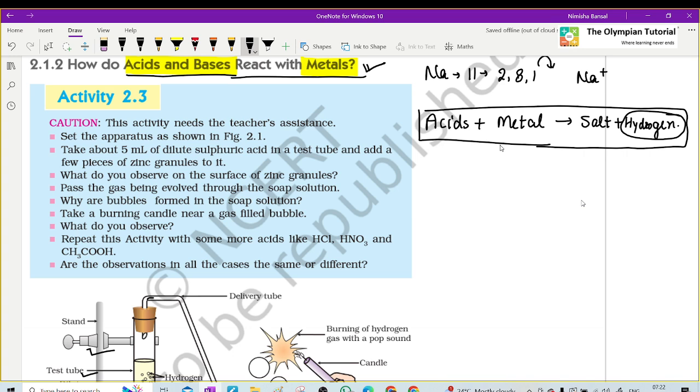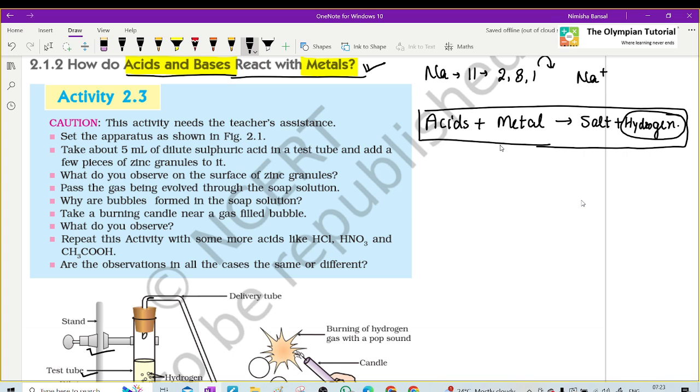Now start to read activity 2.3. Caution: this activity needs the teacher's assistance. Set the apparatus as shown in figure 2.1. Take about 5 milliliters of dilute sulfuric acid in a test tube and add a few pieces of zinc granules to it. What do you observe on the surface of zinc granules? Pass the gas being evolved through the soap solution.